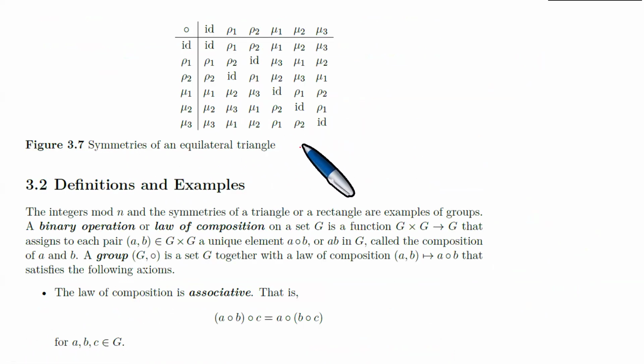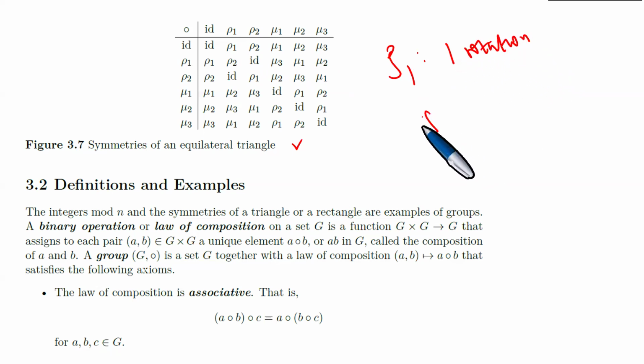Let's look at the symmetries of an equilateral triangle here. We saw that it has the identity. There are rotations: row 1 is a single rotation, and row 2 is two rotations. Then mu1, mu2, mu3 became reflections.